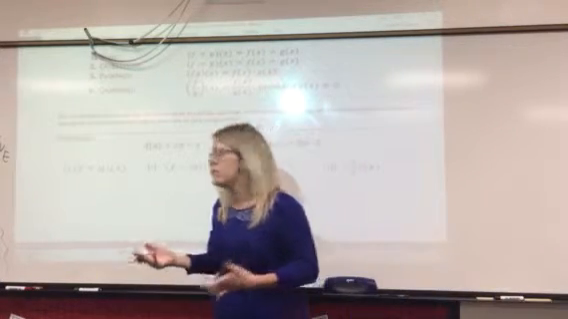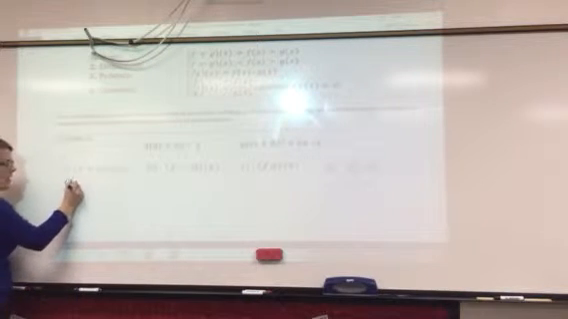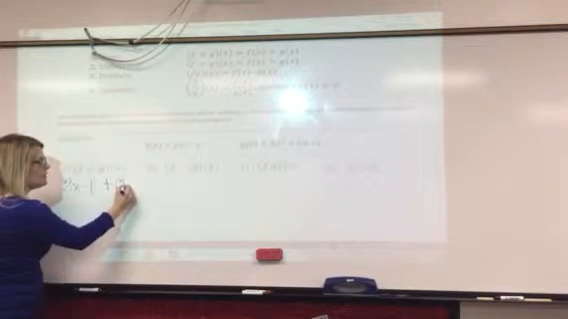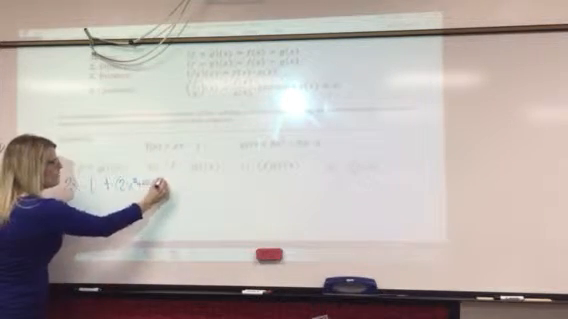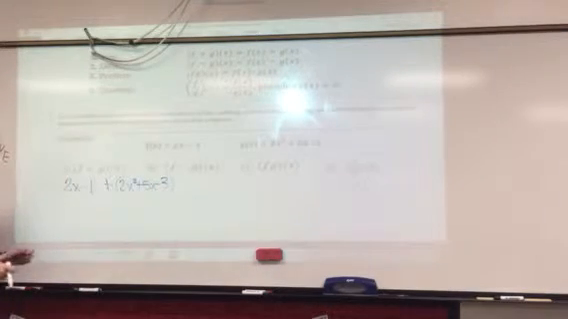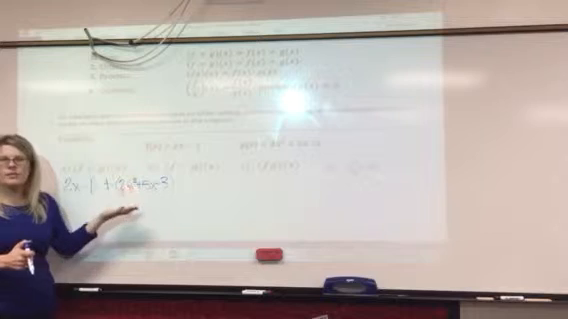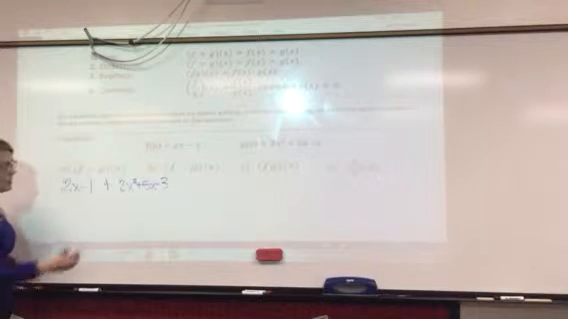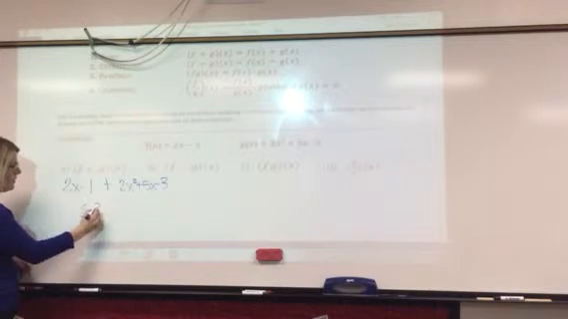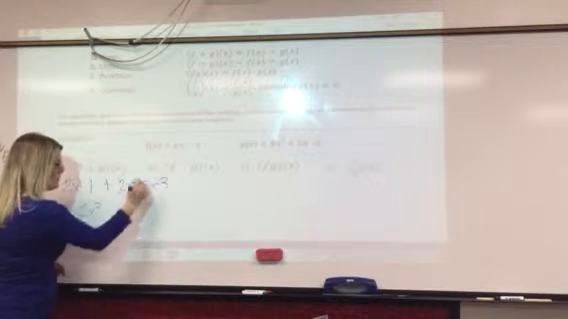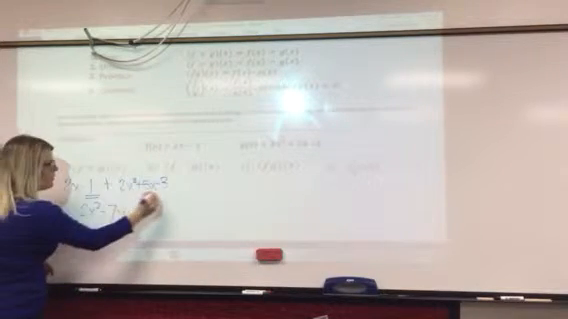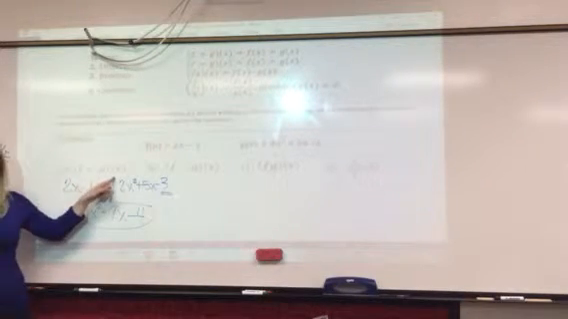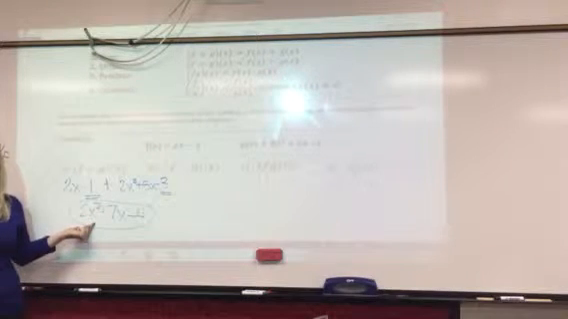So if I wanted to add these two functions together, I'm going to take my 2x minus 1. I am going to add it to g of x, 2x squared plus 5x minus 3. And in this case, if I distribute a positive 1, it will stay positive, so I don't really need these parentheses. And I'm just going to combine the like terms. 2x squared, positive 2, positive 5 is plus 7x, negative 1, negative 3 is negative 4. So f plus g of x is 2x squared plus 7x minus 4.